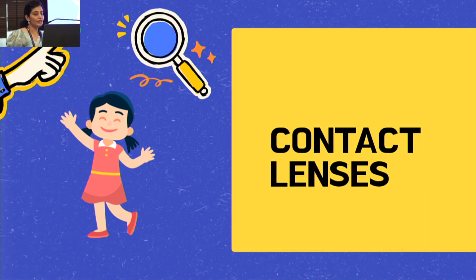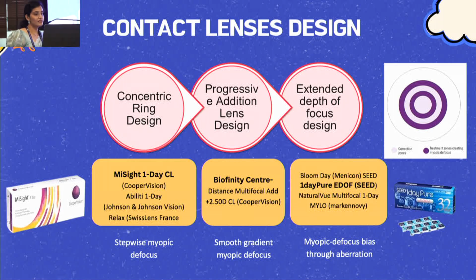Coming to the contact lenses, again there are contact lens designs. One is the concentric ring design. The most famous one is the MiSight, which is not available here, but it is the only FDA approved contact lens. It works on the principle of stepwise myopic defocus. Then we have the progressive addition lens design. This creates a smooth gradient of myopic defocus, from more plus to less plus, and then the extended depth of focus, just like you have in the IOLs.